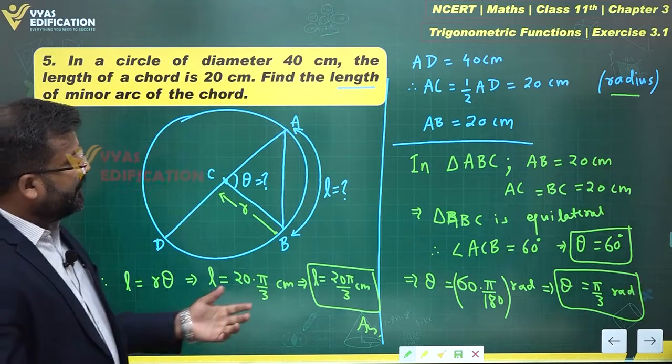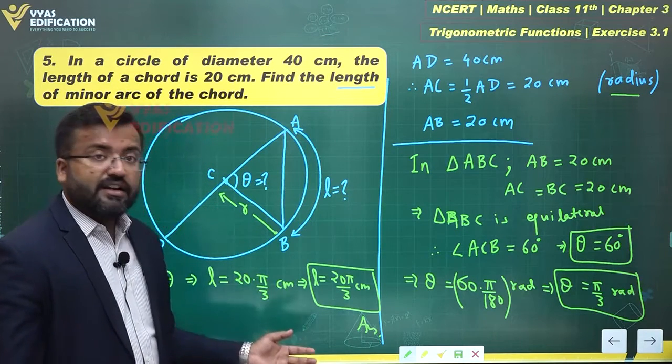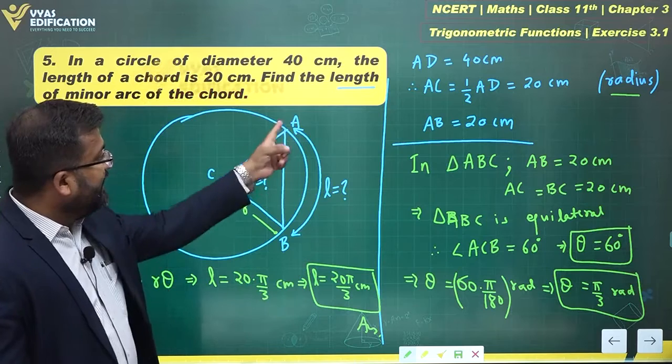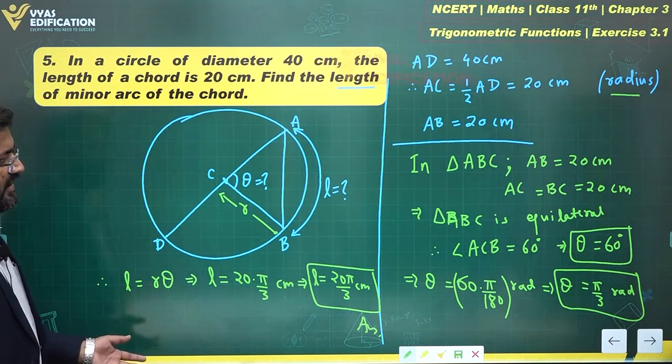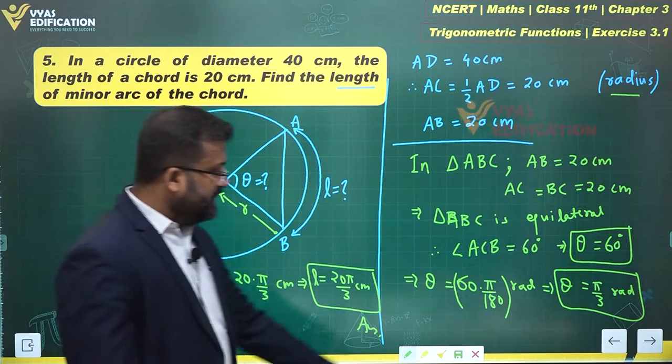In a circle of diameter 40 centimeters, this is what you get. That is the length of the minor arc of this circle, 20 pi by 3. You can clearly observe this, right? That's all for this question over here.